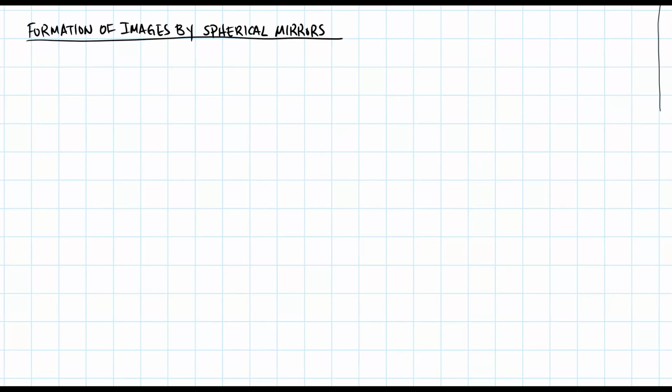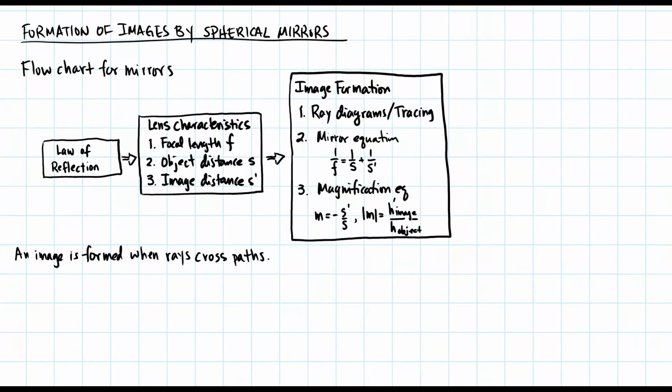Formation of images by spherical mirrors. Very similar to lenses, spherical mirrors follow the same path. The flowchart for mirrors goes as follows. Its basic law is the law of reflection, and every mirror has its characteristics.